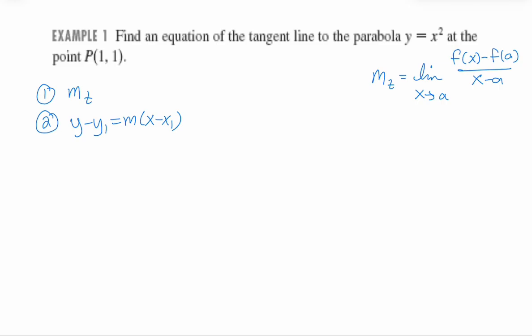So let's think about what we know. In this particular case, our A value is 1. How do we know that? Well, that's what they told us our P was, our point was. So your A is just your X value at that point. So the slope of the tangent for this particular case is going to be the limit as X approaches 1 of f of X minus f of 1 over x minus 1. So let's take out the a's and let's replace those with 1's.